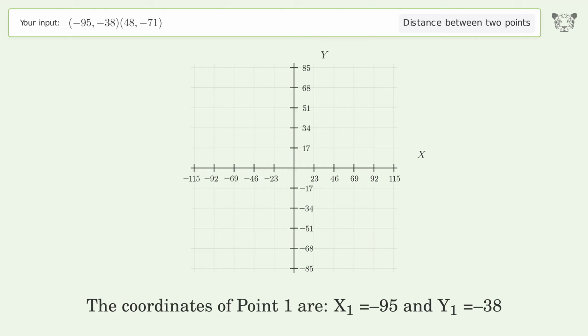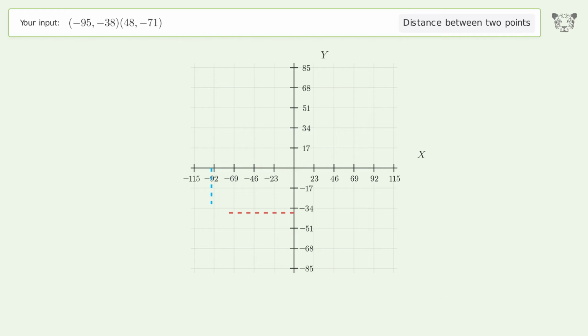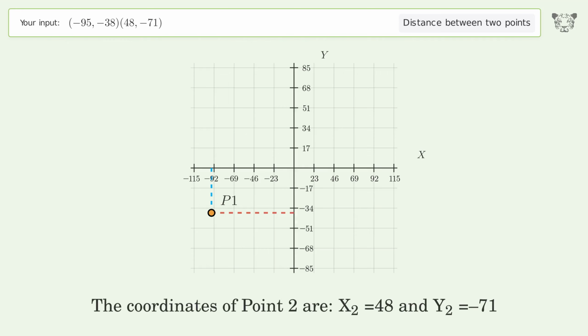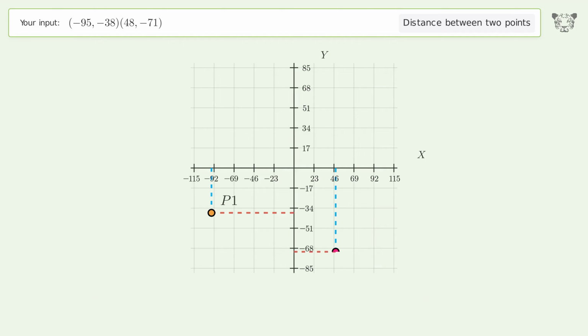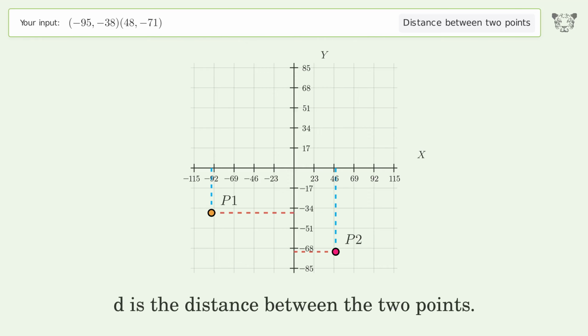The coordinates of point 1 are x1 equals -95 and y1 equals -38. The coordinates of point 2 are x2 equals 48 and y2 equals -71. D is the distance between the 2 points.